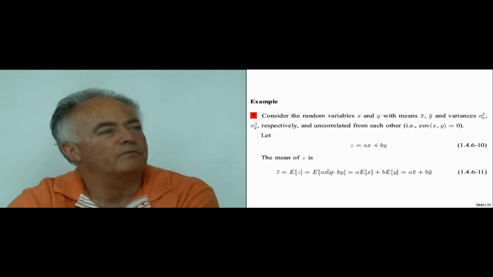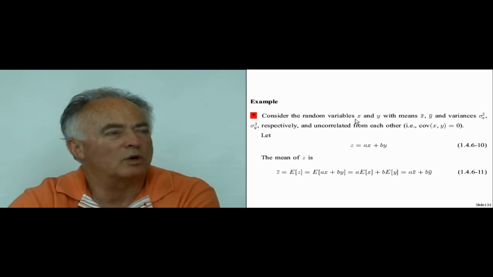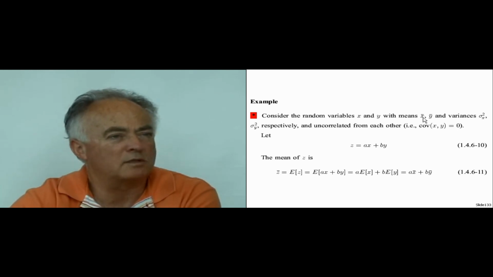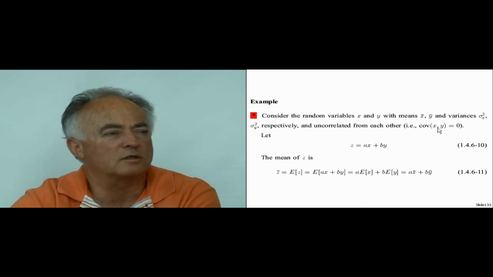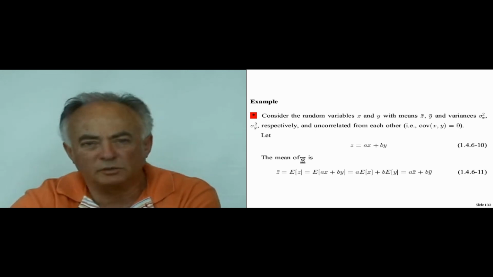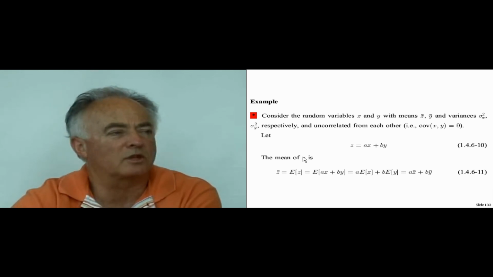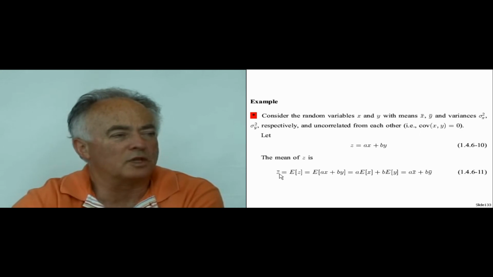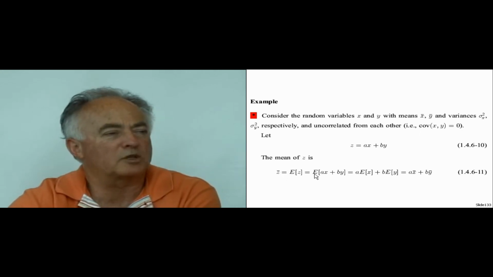Let's take an example. We'll take the random variables x and y. Their means will be x bar and y bar. Their variances are sigma x squared and sigma y squared. And let's assume they are uncorrelated with each other. Namely, the covariance of x and y is 0. And we'll look at the sum, z equals ax plus by, with some constants a and b. And we will be evaluating the first two moments of the new random variable z, which is this linear combination of x and y. The mean z bar, that's E of z, is the expected value of ax plus by.